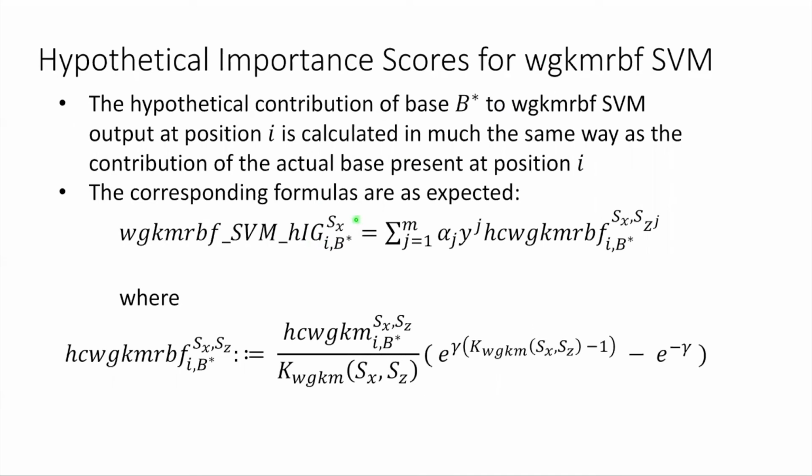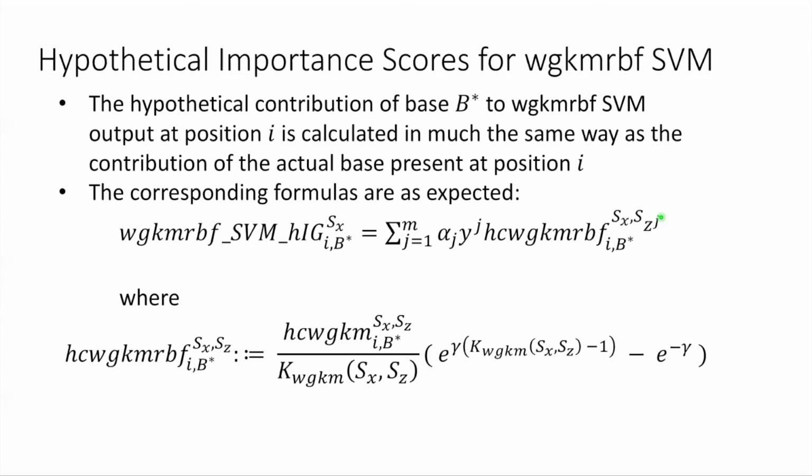HIG SX I, B is the hypothetical contribution that base B would have, if present, at position I in sequence SX to the decision function. Exactly as in the previous case, it is equal to the summation of the weighted contributions for the same base and position from each support vector. And this contribution from each support vector is given by HCW GKM RBF SX, SZJ I, B.